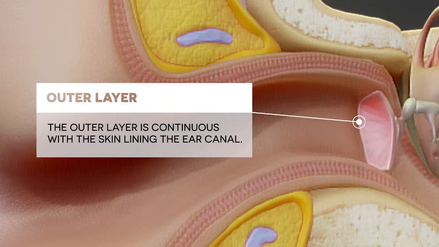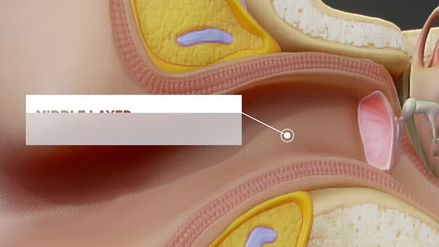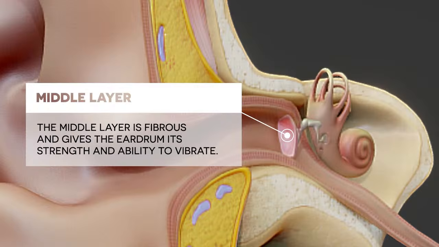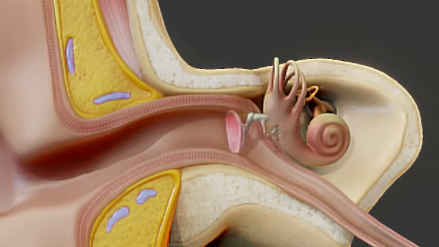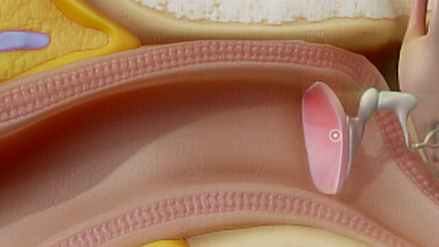The outer layer is continuous with the skin lining the ear canal. The middle layer is fibrous and gives the eardrum its strength and ability to vibrate. The inner layer is mucous membrane, similar to the lining of the middle ear.